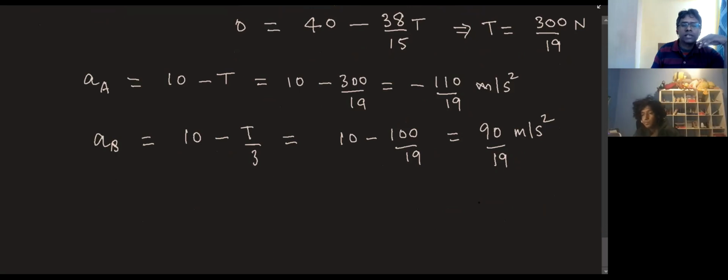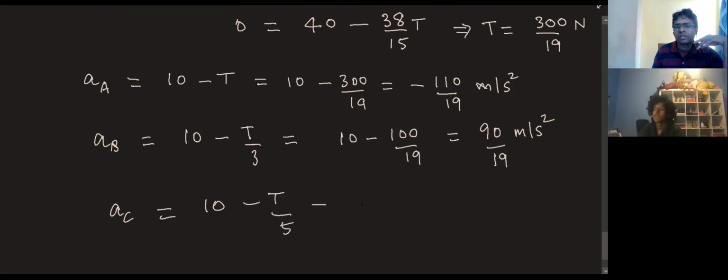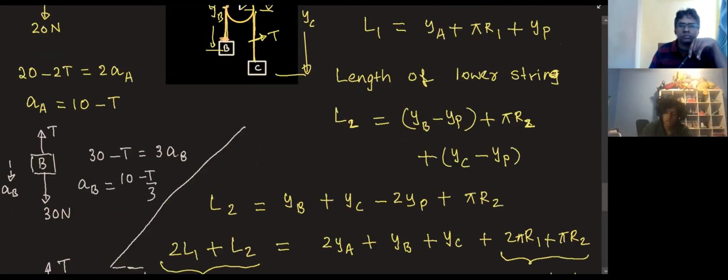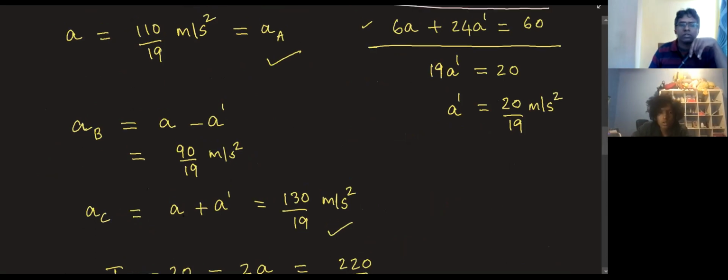So AC is 10 minus, we'll verify this. T by 5, so that is 10 minus, if I divide by 5, I think that's 60 by 19. So we got around like 130 by 19. So let's verify and then see if these are the answers that we have. Let's go back. So AC is 130 by 19 and then AB is 90 by 19. Yeah.